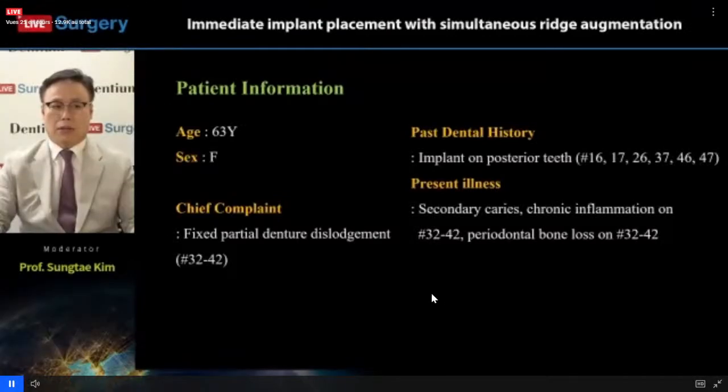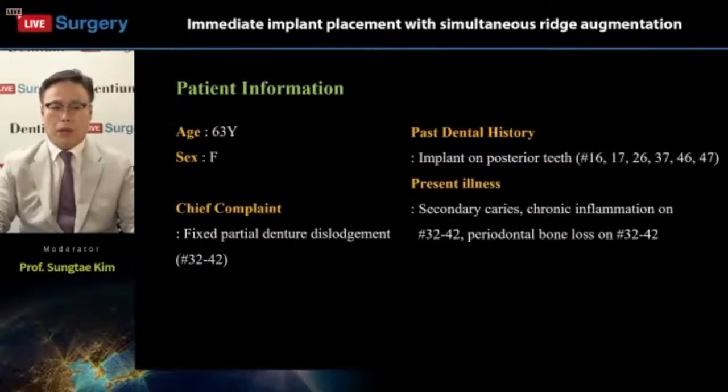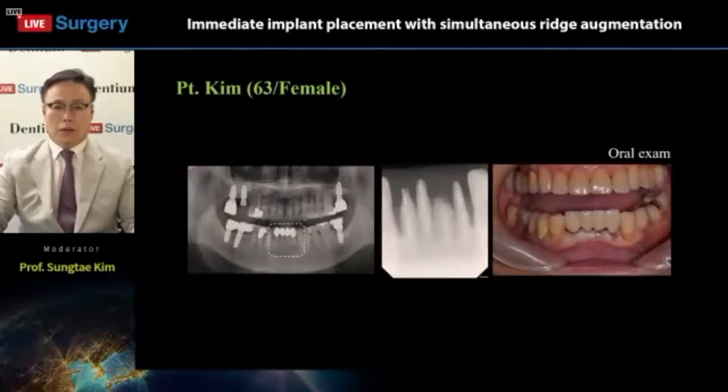As a present illness, the secondary caries and chronic inflammation on the anterior tooth area, and periodontal bone loss on the 32 to 42. This is a panoramic radiograph and periapical radiograph. If you see the periapical radiograph, you can see the restoration was fallen out, and remaining teeth has some secondary caries. So we decide to extract all the remaining dentition on the lower anterior tooth area.